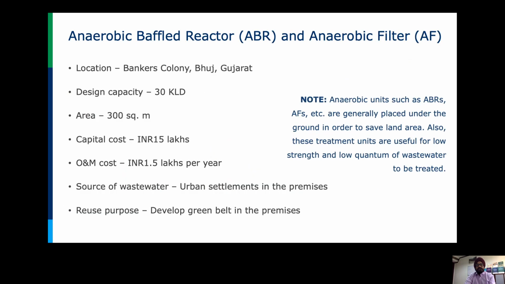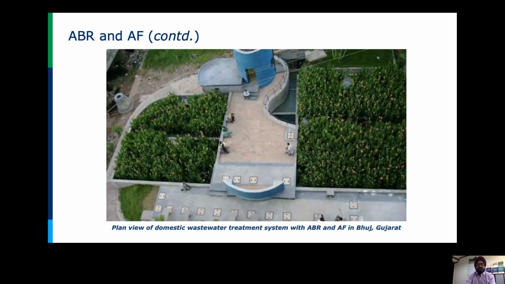Then we have the ABR, and a very good and old example is in Bhuj, in Bankers Colony in Gujarat, a very small treatment system for one colony of about 30 KLD. Area required was also less, 300 square meter, and this is also about 15, 20 years old, so the cost was also quite low. So this is the well-designed and very artistically designed treatment system in Bhuj.